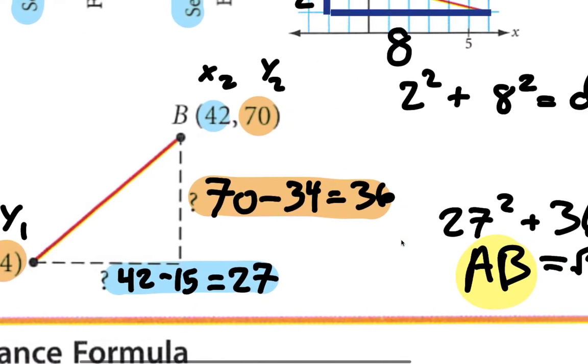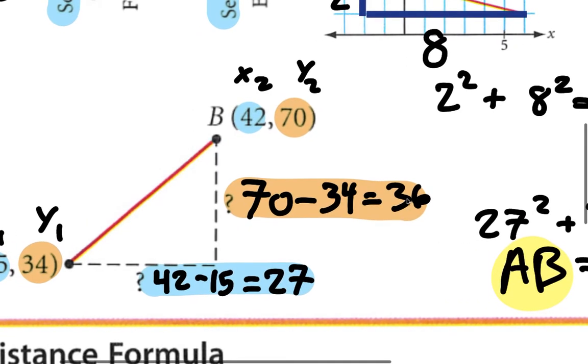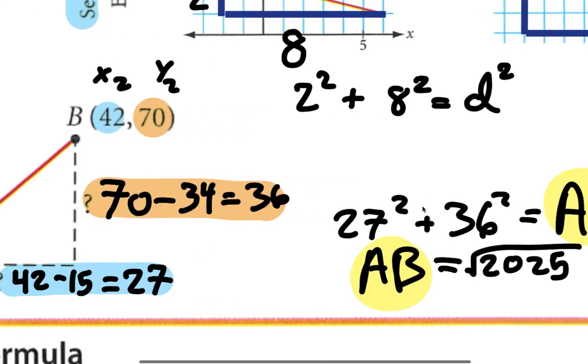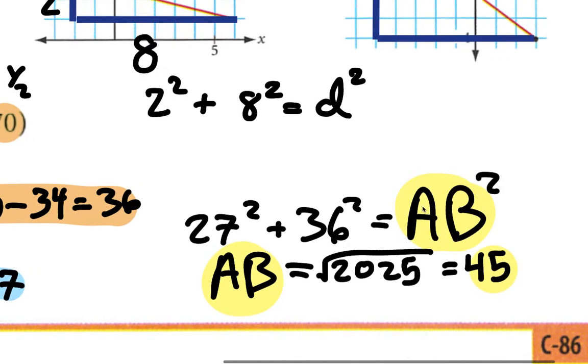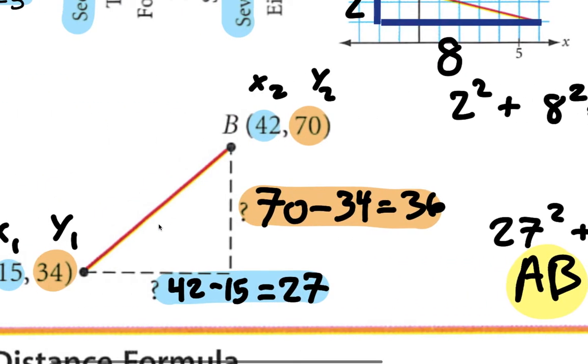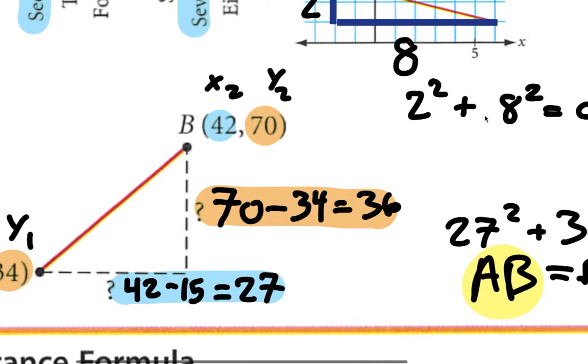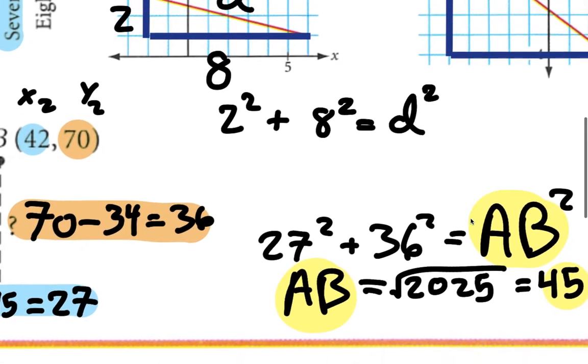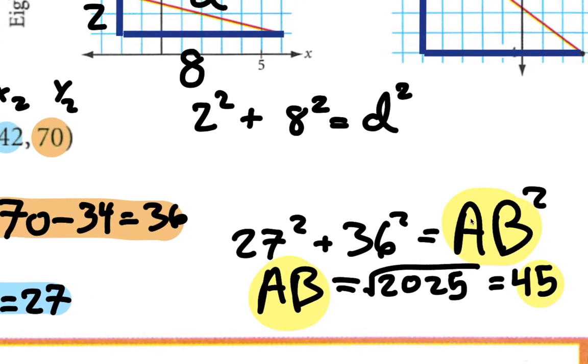So we can take this distance of 27 and 36 and use them in the Pythagorean theorem. And when I write AB, that's the distance between point A and point B. AB is right here. AB is the length of a segment in geometry. So the length of that segment is going to be represented here in the Pythagorean theorem. AB is equal to the square root of all this squared and added up. It's 2025. You take the square root, it happens to be 45. Great.